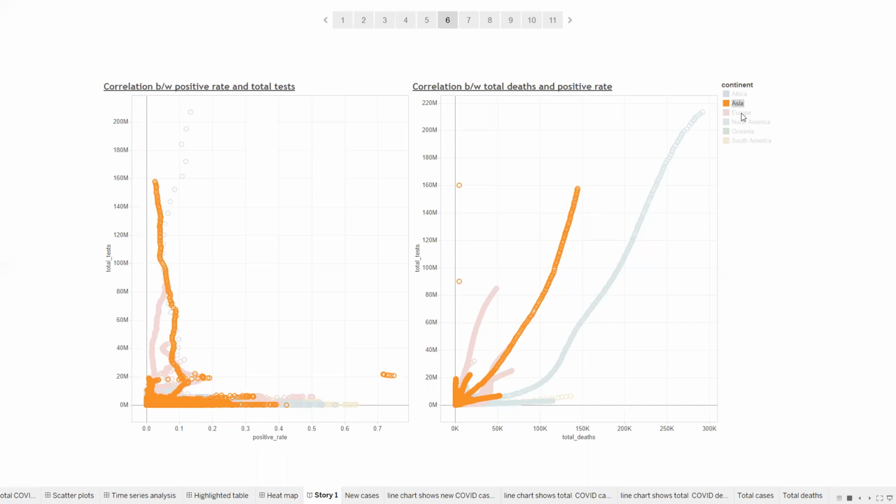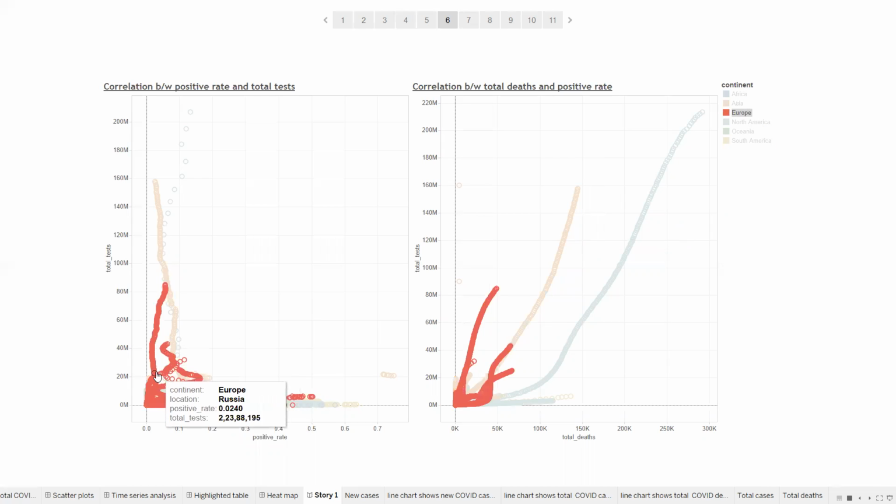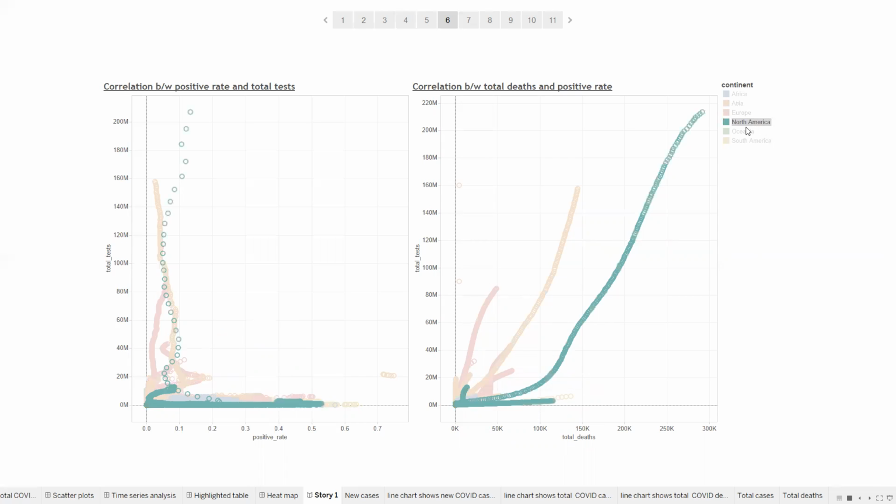And similarly, let's say for Europe, if I see for Russia, I can see that with the increased number of testing, there's a constant trend in the positivity rate for COVID in Russia. And here also, with the increased number of testing, the total COVID death starts increasing, but at a very slower growth rate. Similarly, I can visualize the correlation between other continents also.